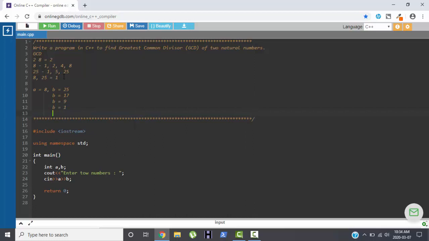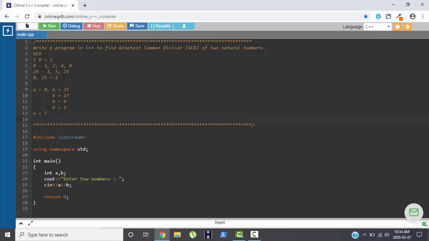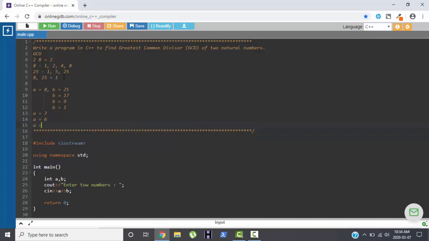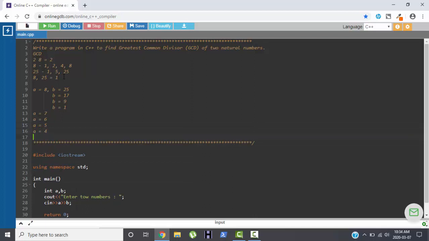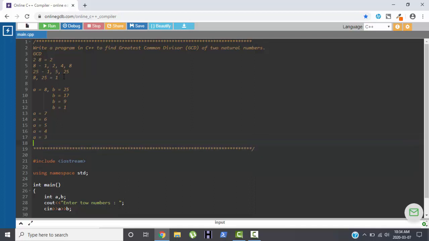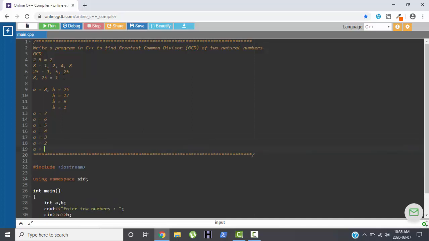Now I'll be subtracting B from A. That is A equals 7, then A equals 6, then A equals 5, then A equals 4, then A equals 3. I am subtracting 1 each time because the value of B is 1. A equals 2 and finally A equals 2 minus 1, that is 1.